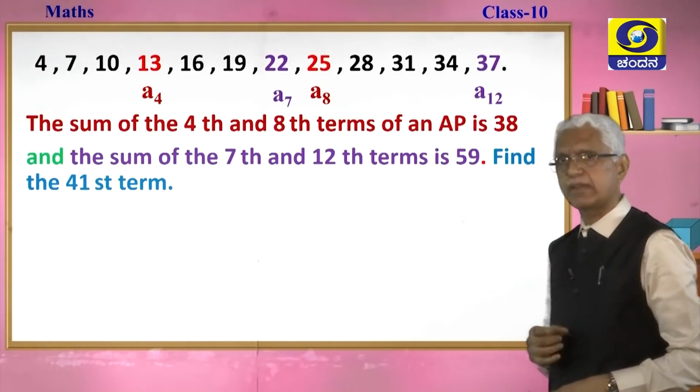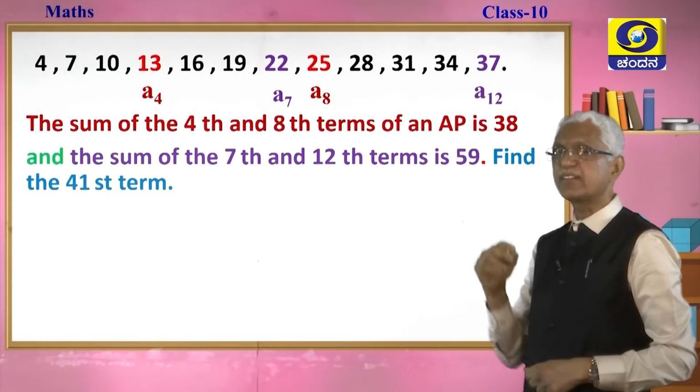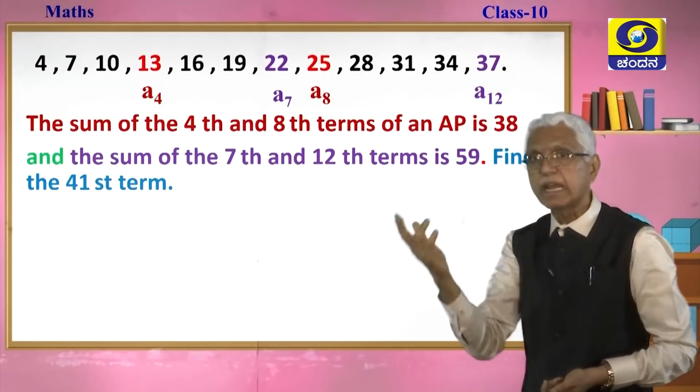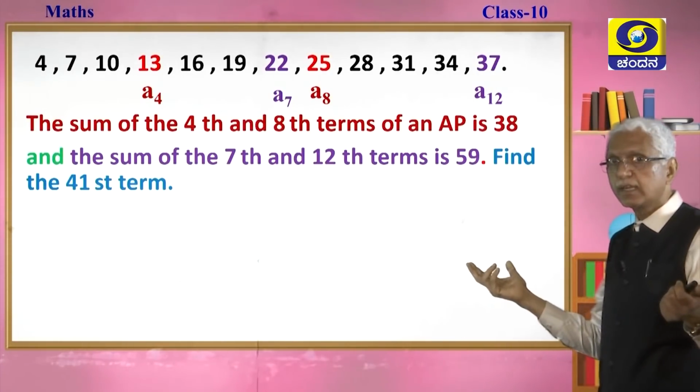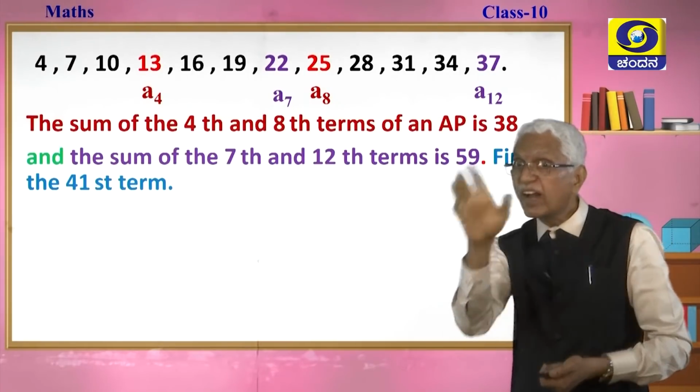And the sum of the seventh and the 12th is 59. Check what is the seventh term? 22. What is the 12th term? 37. What is the sum of the 7th and the 12th? 37 plus 22, 59. Wonderful. Correct. What is it that you have to find out? You have to find out the 41st term.